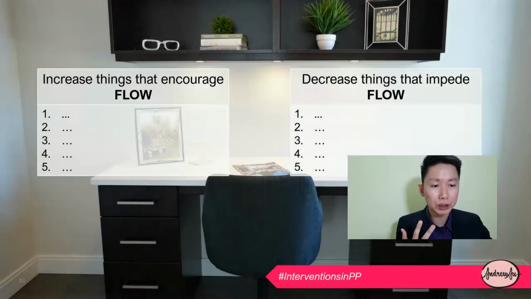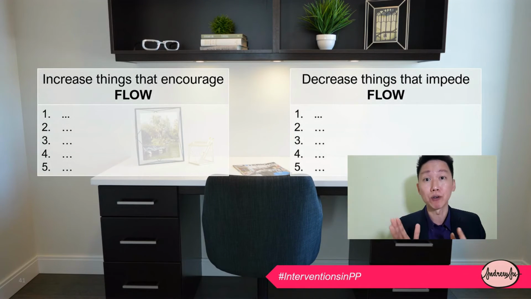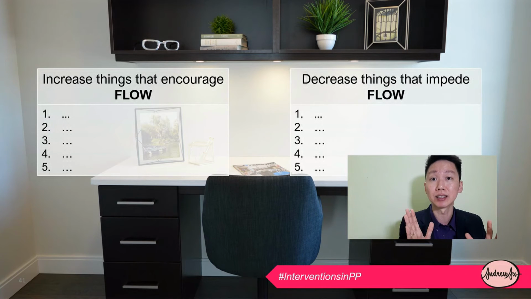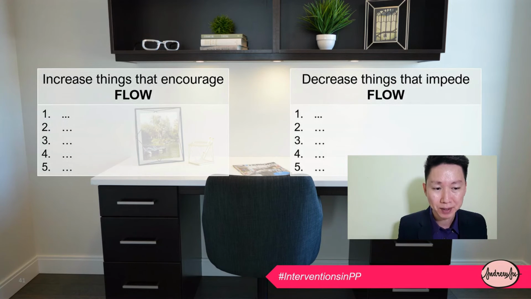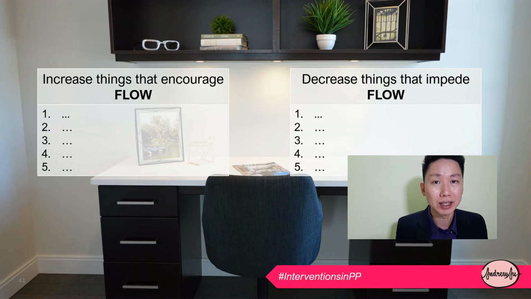So if that is the case, look at your workspace right now. There are two things that I want you to do. The first one is to decrease the things that impede your flow. If at your workspace right now, there are certain things that are actually causing you more distraction than focus on your work, take them away. Yeah. Now, of course, you can also add more things that can increase your chances of being in flow.